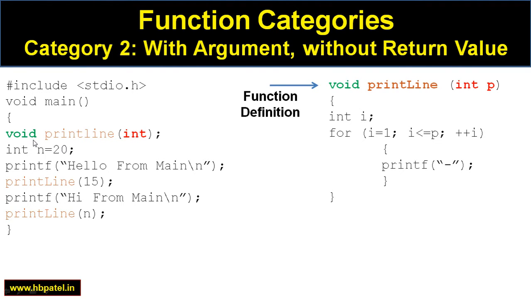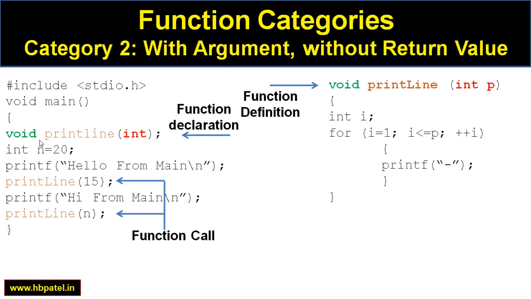Now this is my declaration, void print line int. So void means no return value, print line is the function name, and int is the type of the argument. Now there is a small mistake. If you can see, this L is capital, so we need to write L capital over here because the name has to be the same in a case-sensitive way. That means if it is small, it has to be small; if it is capital, it has to be capital. So when you write this code, please make this L capital. Then I have one n which is equal to 20, a simple variable.